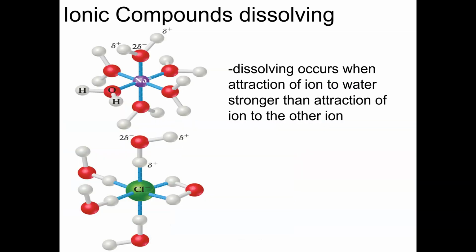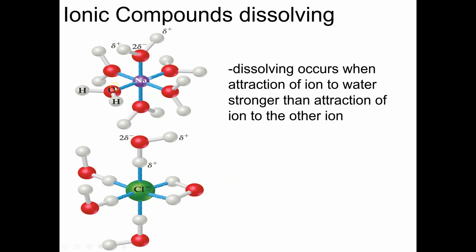So ionic compound dissolving occurs when the attraction of ions to water is stronger than the attraction of ions to each other. So if the ions like each other enough, they will not break apart. That's what we call insoluble substances. They'll just say, you know what, forget you, water, I like my partner already. But if they are soluble, then it means that they like the water more than they like each other. Salt likes the water more than they like each other, so you have it break apart.